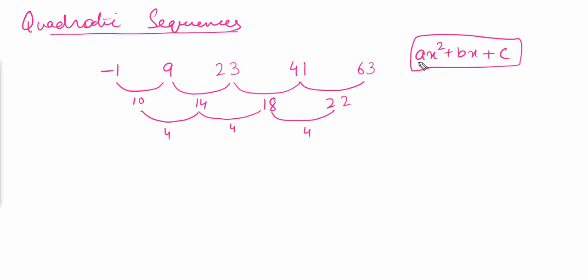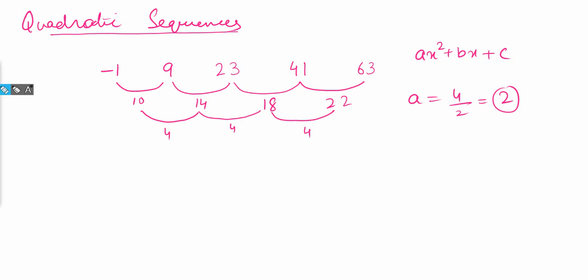In order to find the coefficient of x squared, it's quite simple. We have found the second common difference, which is 4. We get a by dividing this 4 by 2. So our a is equal to 4 by 2, that's 2. So we got a. Now we have to work out how we can find b. Remember, in order to find b, it's like this: 2a plus b equals the first difference, 10.